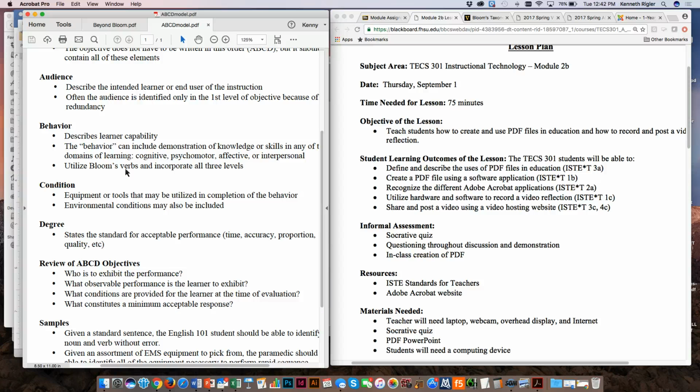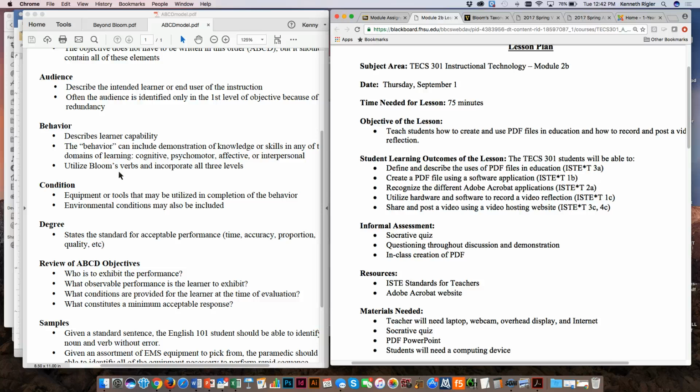Okay, the behavior. And when we talk about behavior, this is where we're identifying specifically what students will be able to know and do. So you can see here where students will be able to define, students will be able to create, they'll be able to recognize, utilize, share, and post. Those are all things that are identifying what students will know and be able to do, and those are all measurable. So as part of this, when we are writing these, we want to use Bloom's taxonomy verbs.